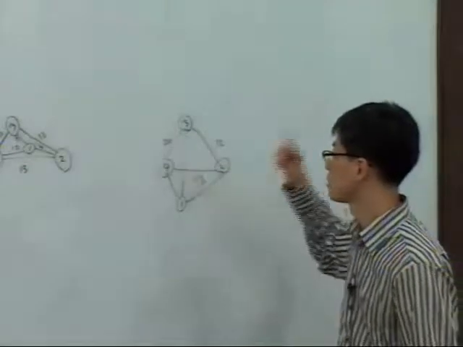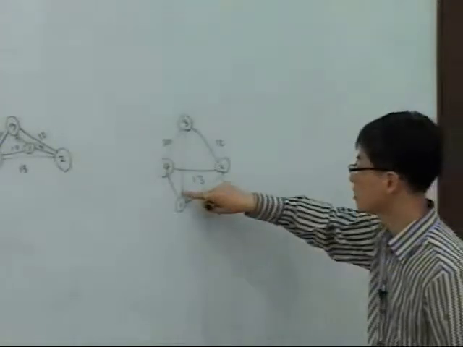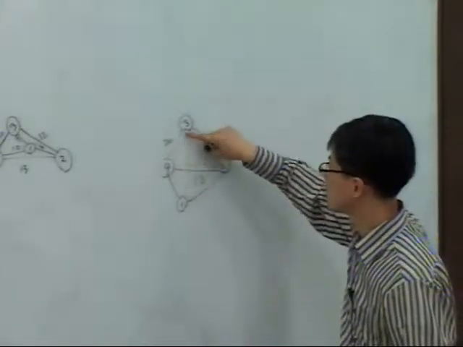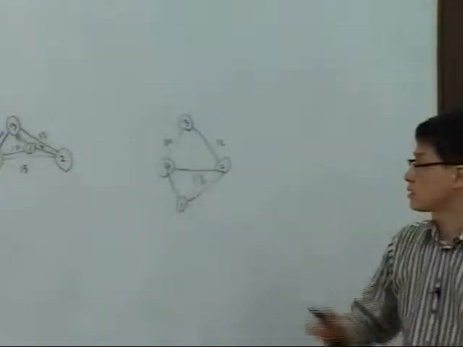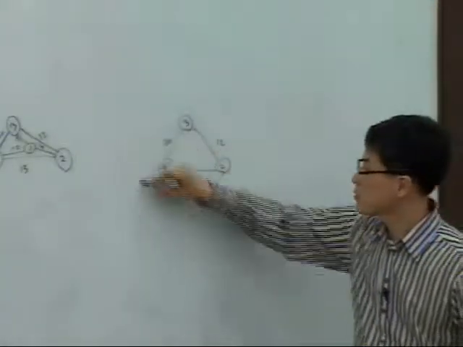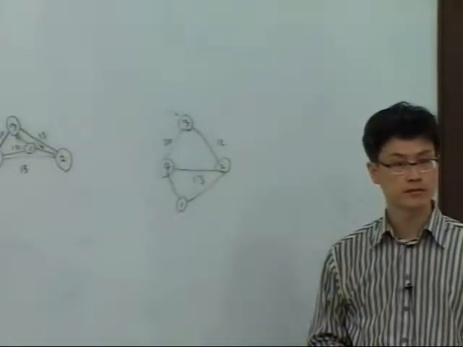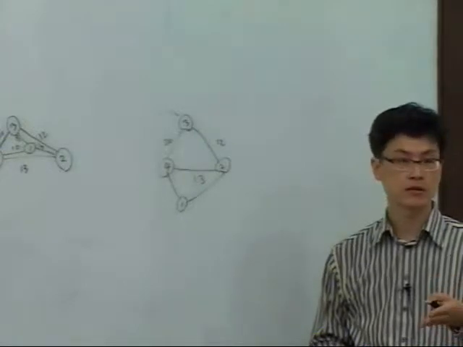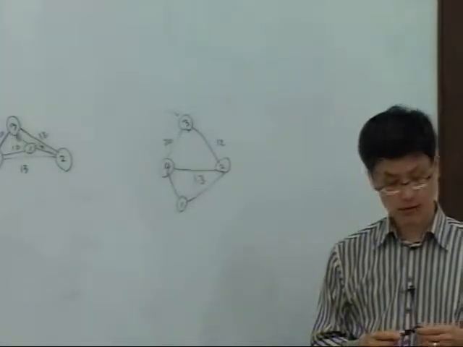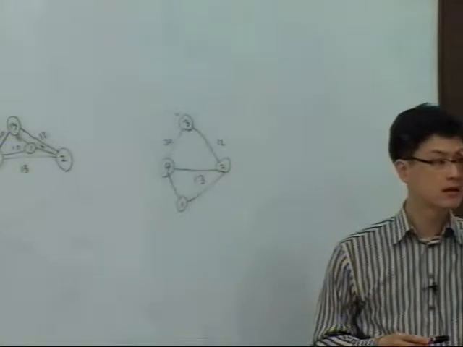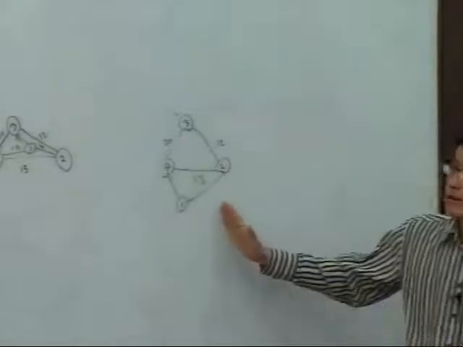It could be another alternative. Okay, question: is this one the same as this one? Different. Why? Because in this way, the path covered is much bigger. Okay.